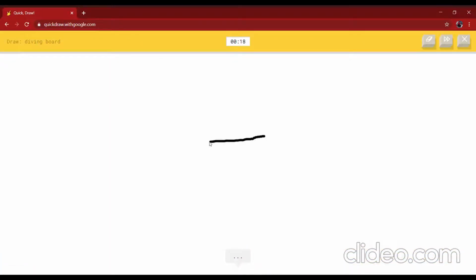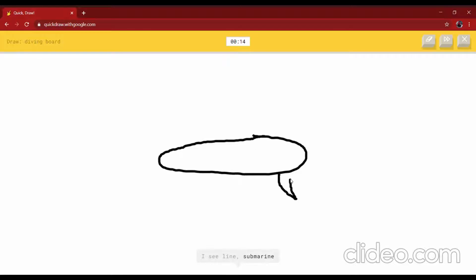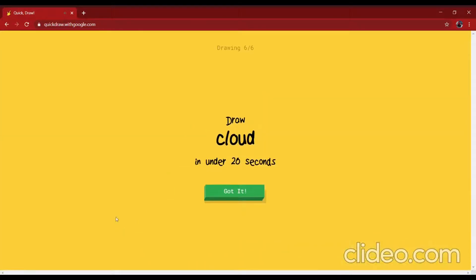Diving board. Okay. I see line. Or submarine. Or shoe. Or airplane. I see helicopter. Or trombone. Helicopter? How do you think it's a helicopter? I see sea turtle. Or seesaw. Or hula hoop. Dead. Sorry, I couldn't guess it.